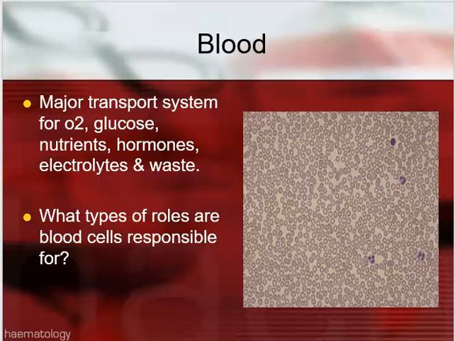So it's involved with preventing infection, preventing blood clotting, hemostasis, moving nutrients around, and really, it's involved with communication via hormones, because it moves hormones around. So, coordinating homeostasis, that kind of thing.